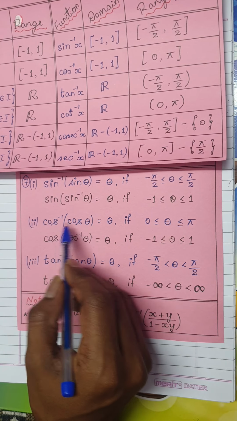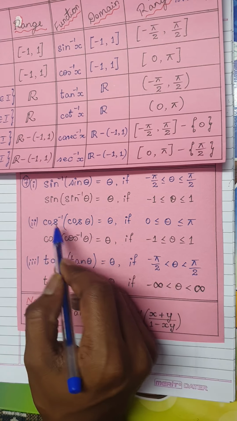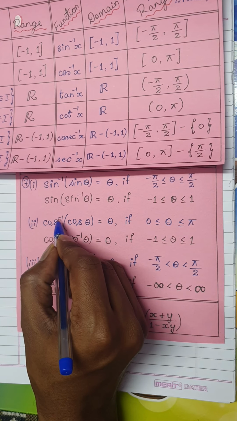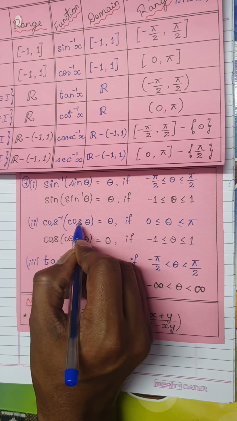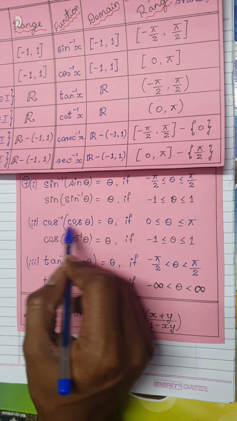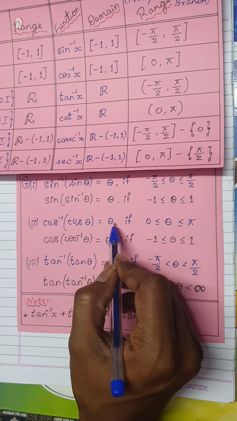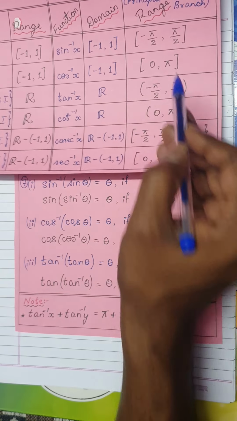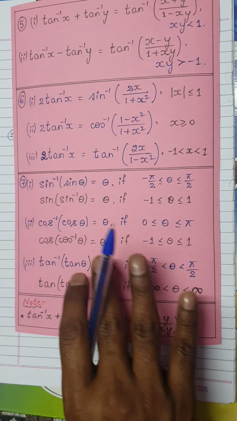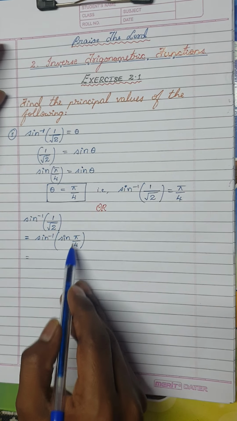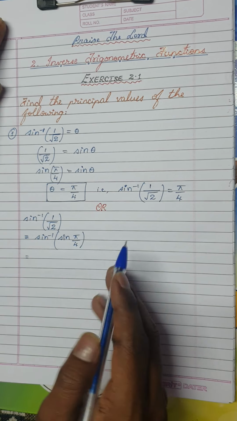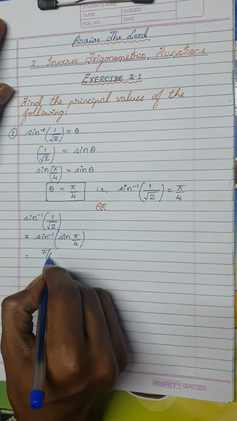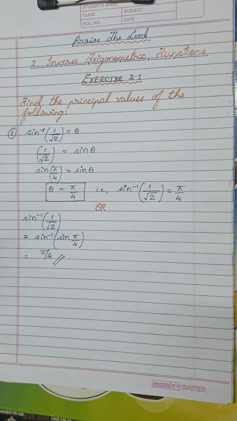Similarly, cos inverse and cos can be cancelled only if, remember, the outside is the inverse and the inside is the trigonometric function, and theta lies in the range of this function. So the range of cos inverse x is 0 to pi. Remember? Now it's very clear that pi by 4 lies between minus 90 to plus 90. So this sine inverse and sine gets cancelled. So you can just write pi divided by 4.